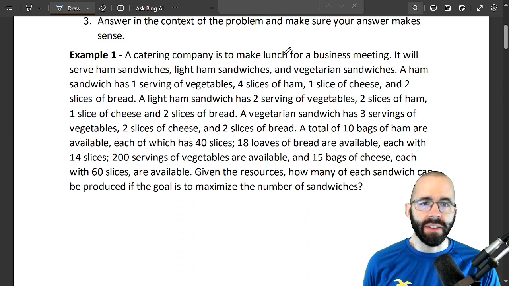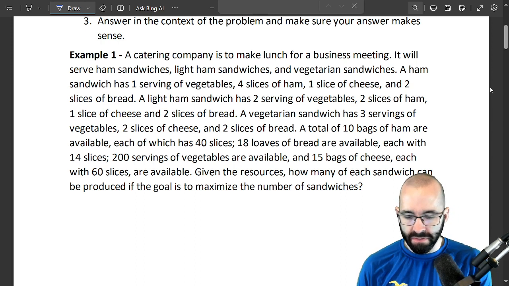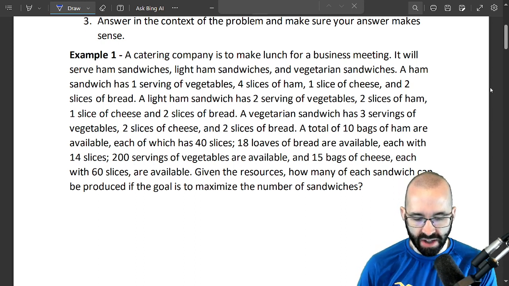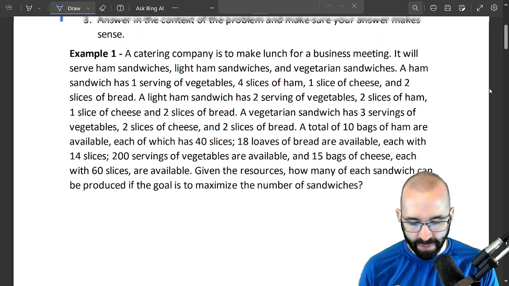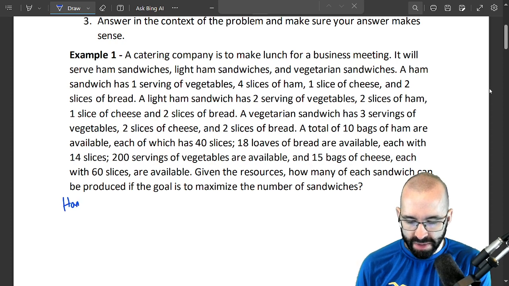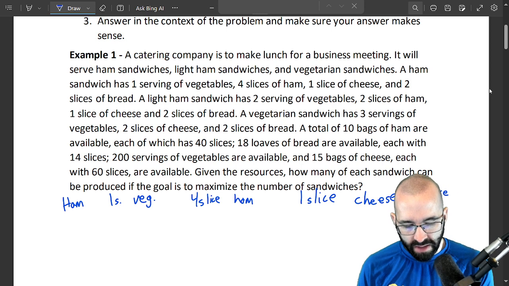So we have a catering company and they're trying to make lunch for a business meeting. Going to serve ham sandwiches, light ham sandwiches, and veggie sandwiches. Ham sandwich, okay, all right. Sure, we'll write this stuff down. So ham sandwich is going to be 1 serving of veggies, S. 4 slices of ham, 1 slice of cheese, and 2 slices of bread.